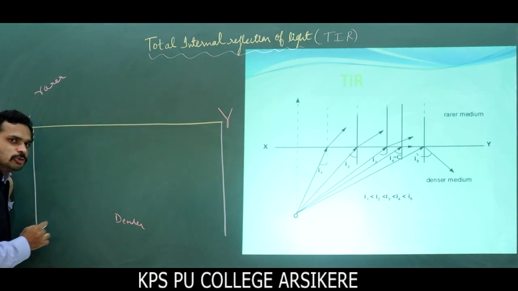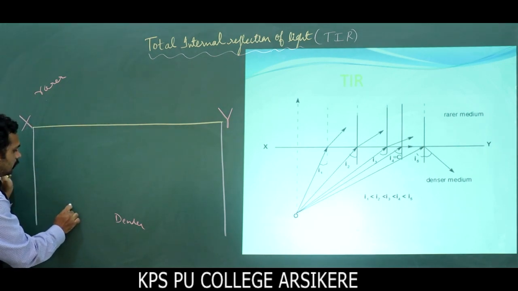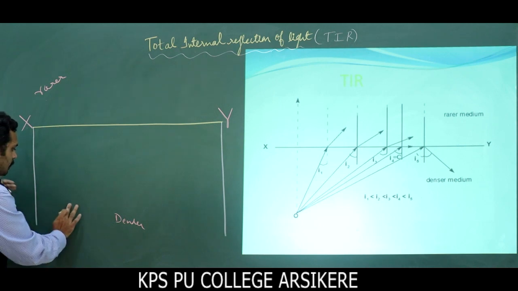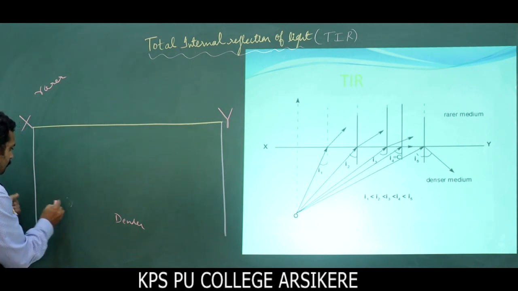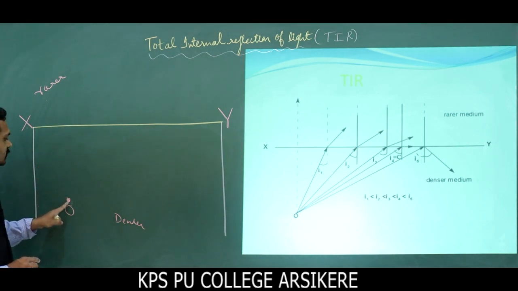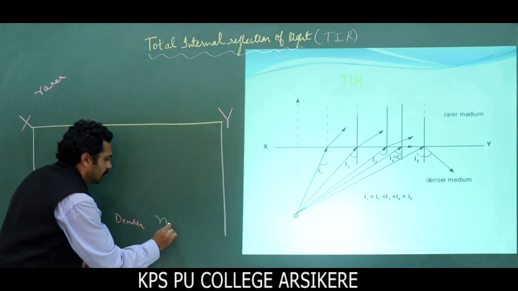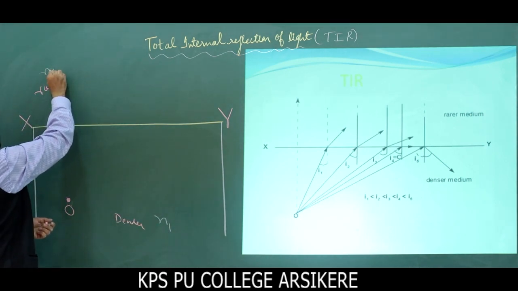Here assume I am using a point object. This is the point object, O. What is O? O is the point object. I am placing the point object in the denser medium. This refractive index is n1. Now this refractive index is n2.